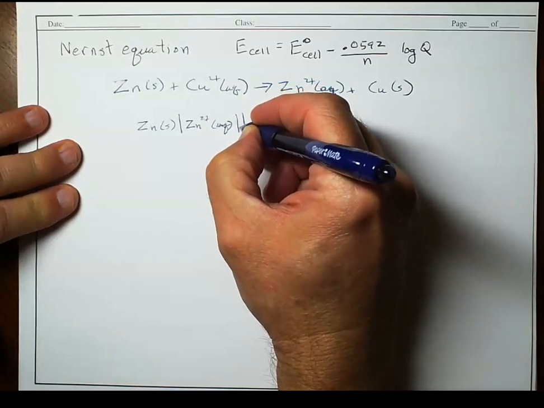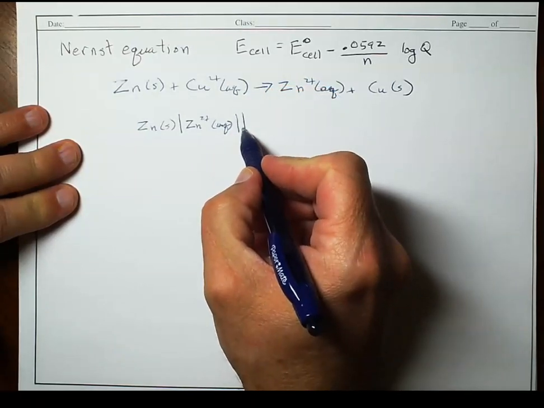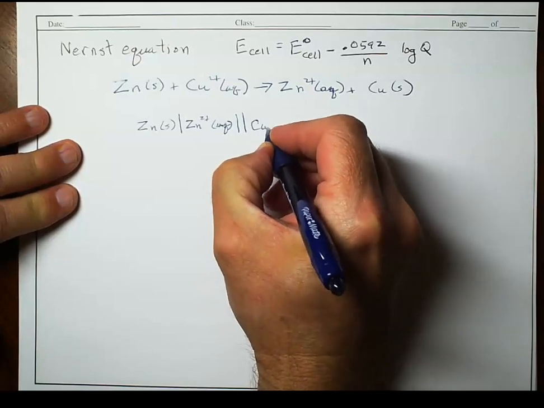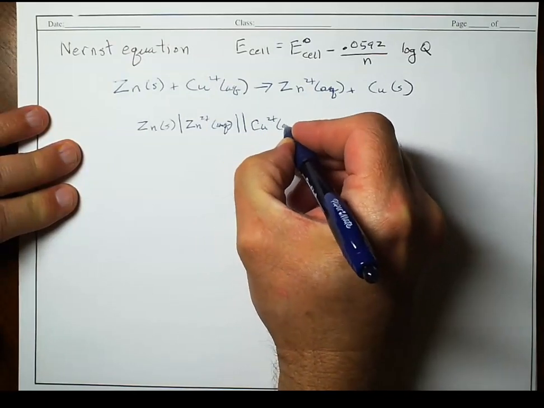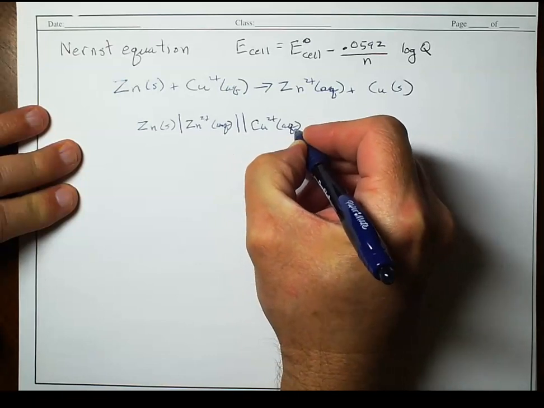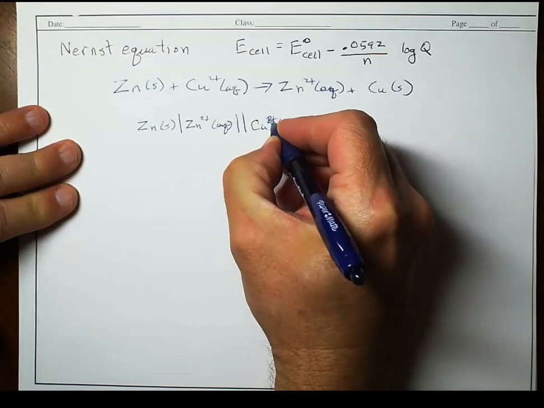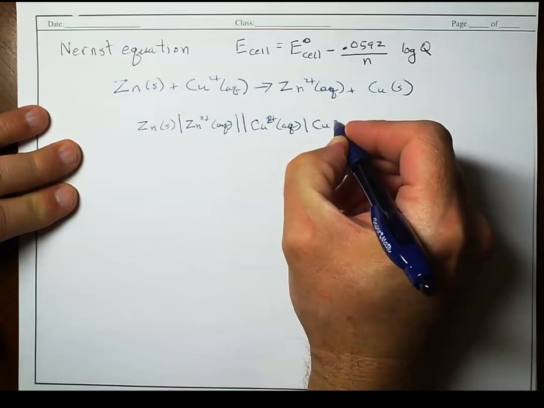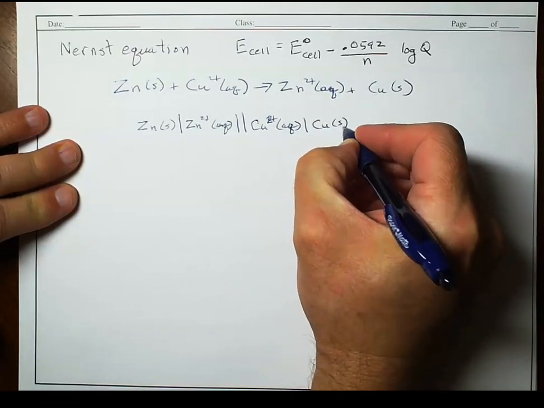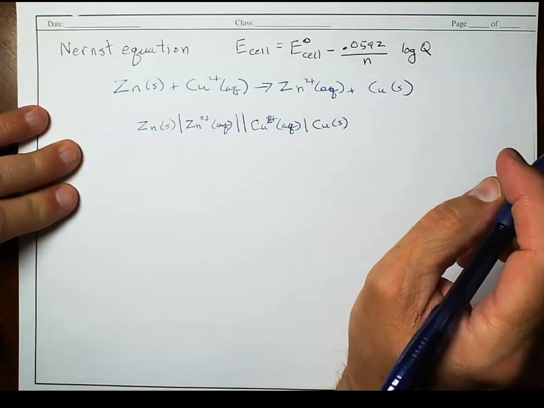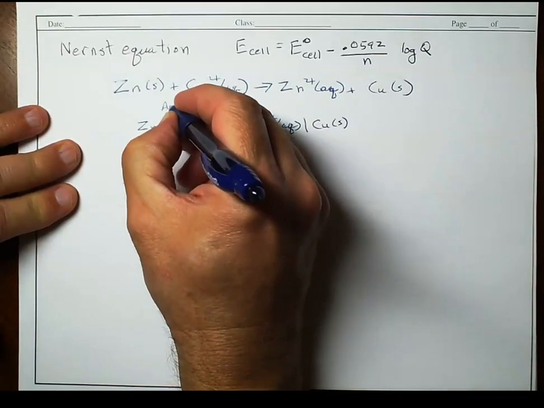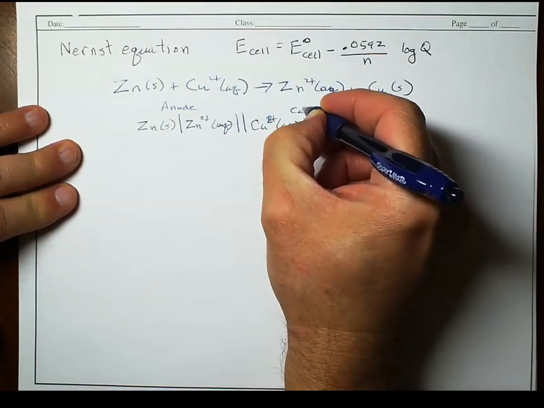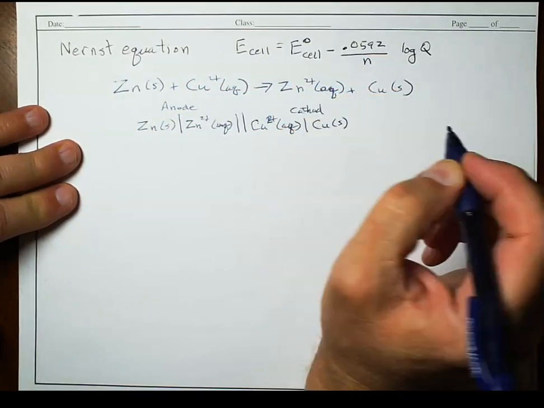Then we'll do the double vertical bar here to represent our salt bridge. And on this side, for the cathode, we'll have cupric ions in aqueous solution, cupric copper 2, becoming solid metallic copper with a 0 charge. Okay, anode over here, oxidation, cathode over here, reduction.